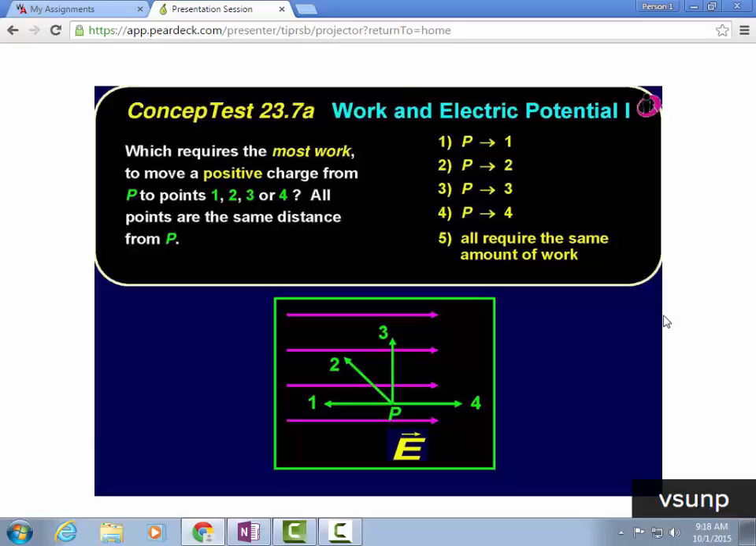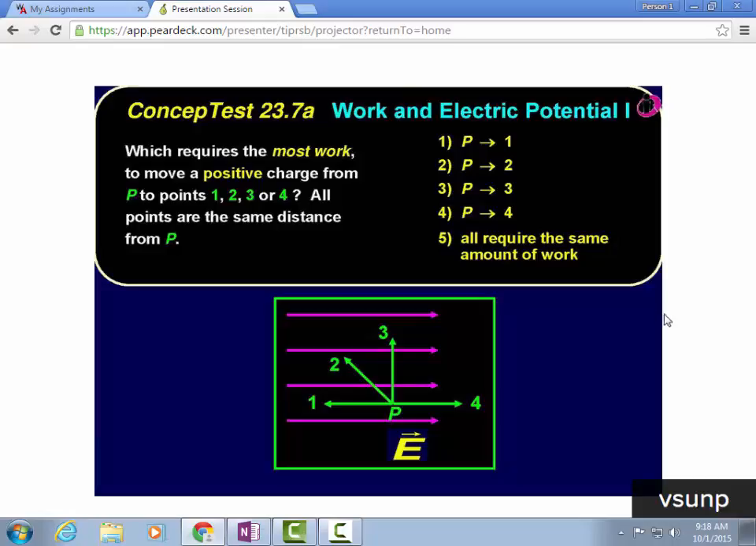Well, I think it might have to be. What do you think? Like, it would be constantly pushing it this way. Think about it: work is at the end of the day a dot product. When is the dot product going to be maximized? When the cosine is. Yeah, that's right. So 1 is correct.